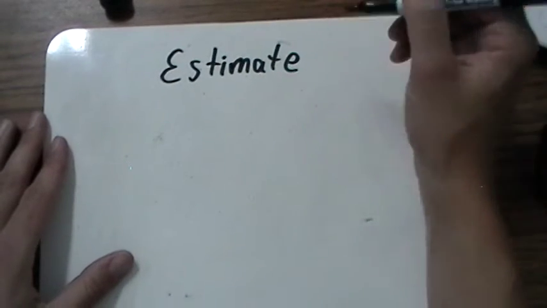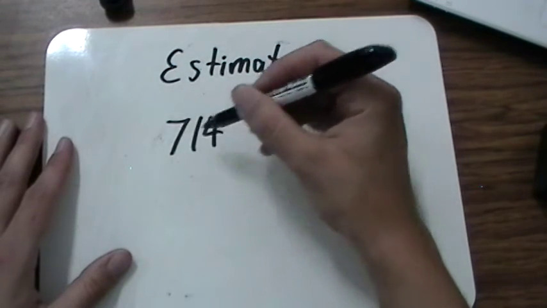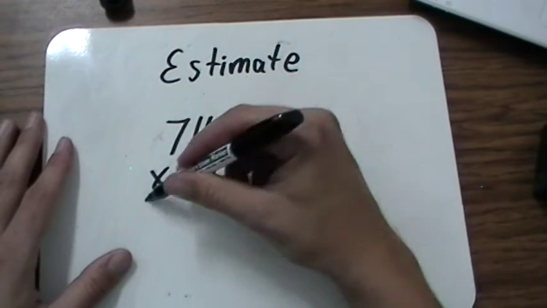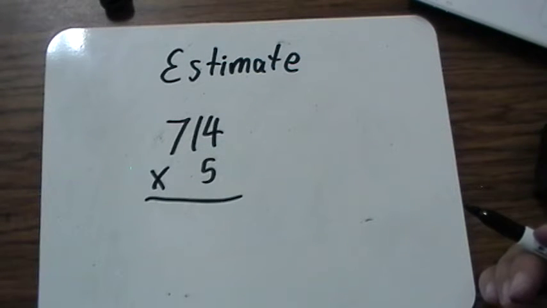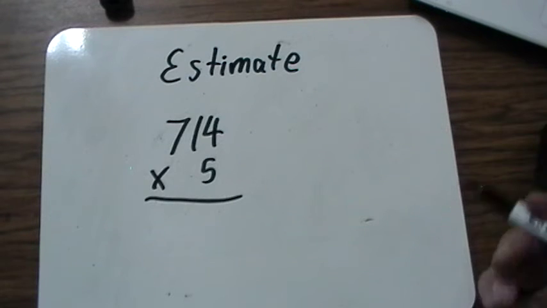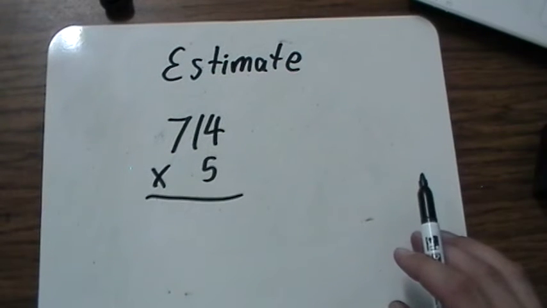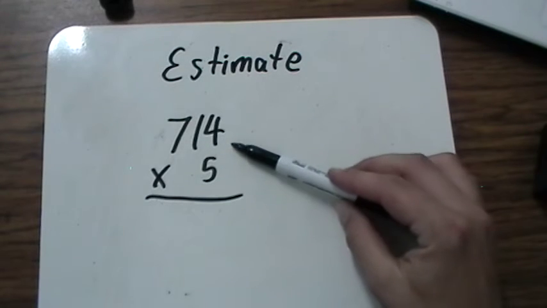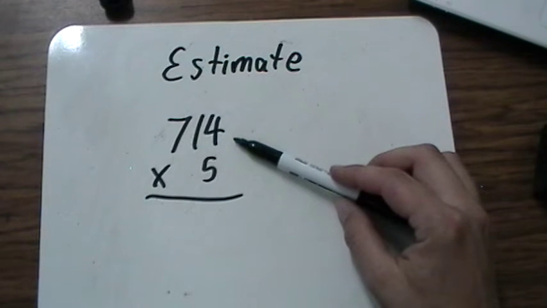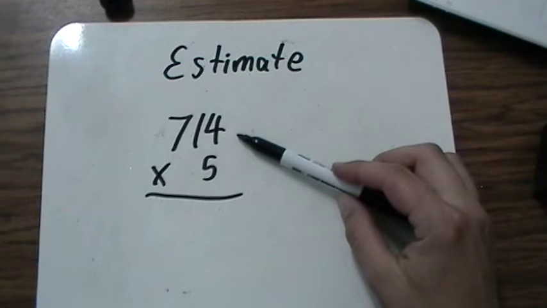Estimating. Now, when I estimate, I might have a number that says 714 multiplied by 5. And in order to do this quickly without a calculator or without taking a paper and pencil and doing two-step multiplication is to actually round 714 to the hundreds place. So remember, we just talked about rounding a couple minutes ago. Should 714 be rounded down to 700 or up to 800?